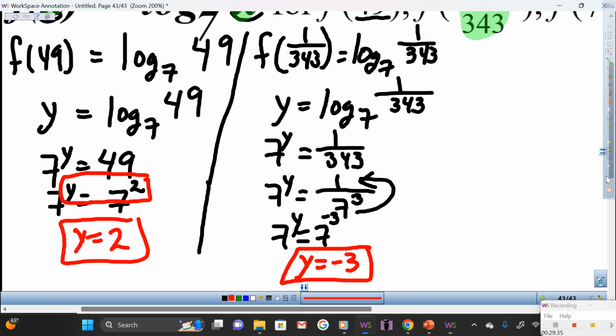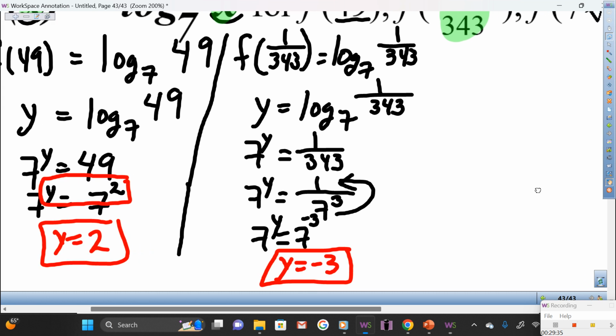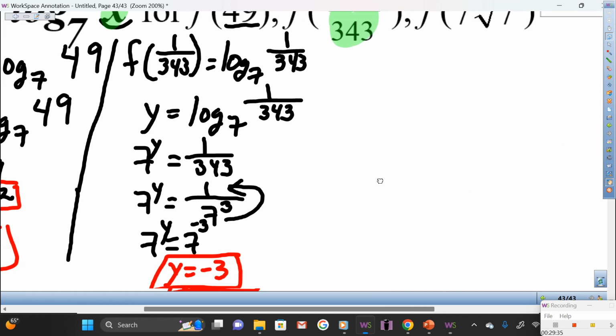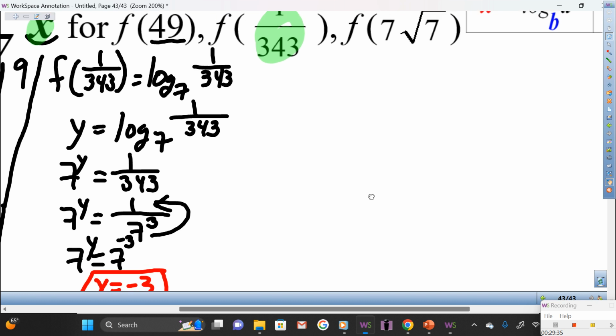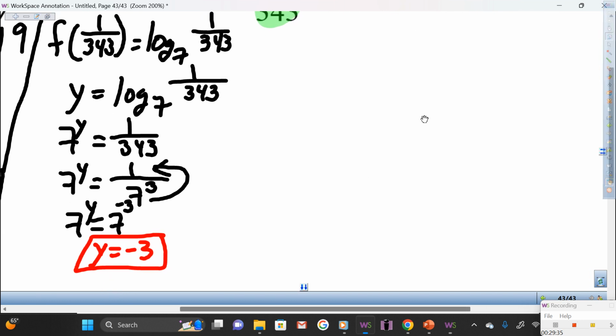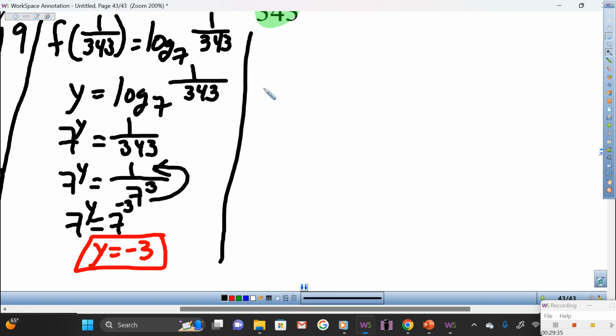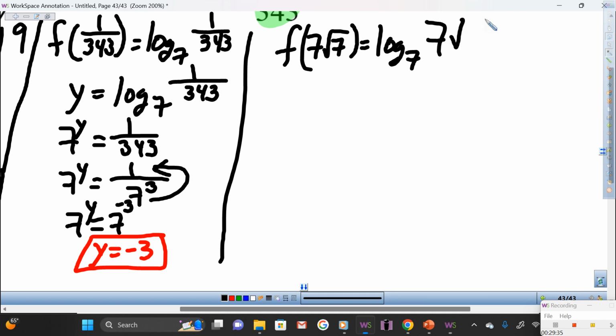All right. Next, let's go to the last one. The last one is 7 square root of 7. Okay. I like this one. Here we go. So we write f of 7 square root of 7 equals log base 7 of 7 square root of 7. I'll give you a head start so you can start setting it up, and then I'll catch up in a little bit.